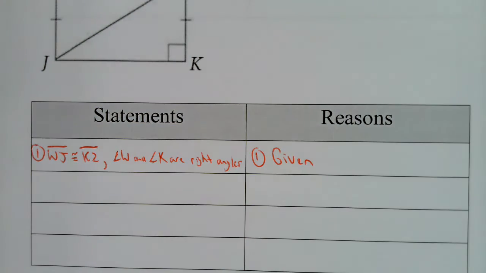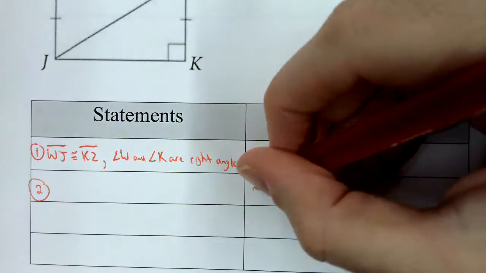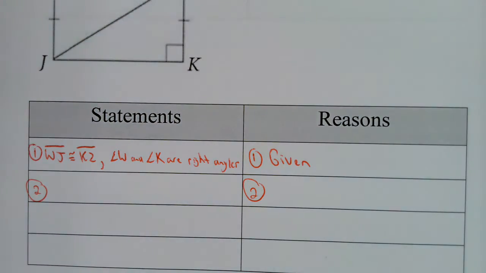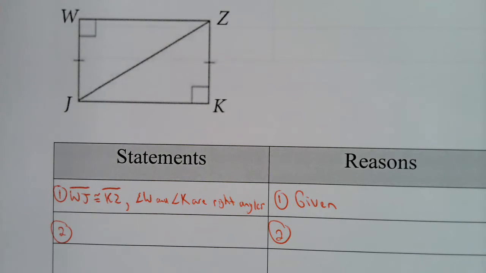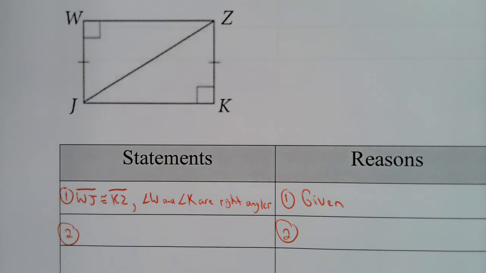Now this next step is very easy to forget, but it is required for hypotenuse leg proofs. You have to actually state that you have right triangles. Like I said, you have to actually state that you have right triangles in these proofs. That is required.